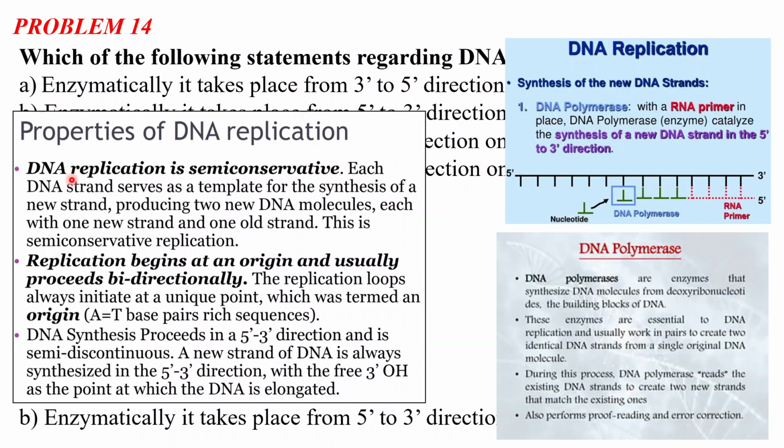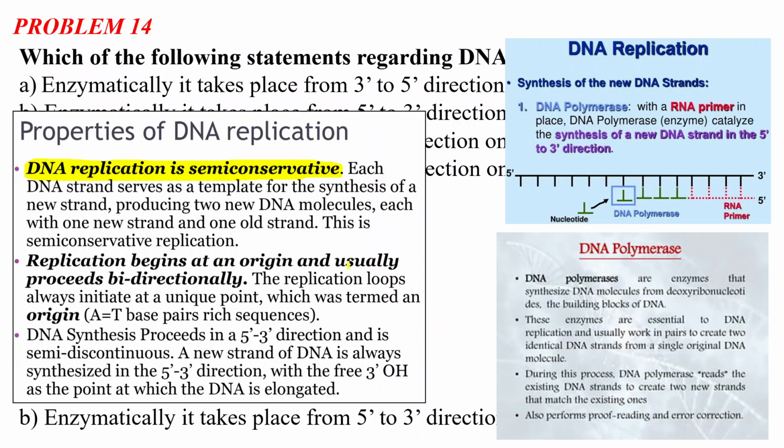Properties of DNA replication. DNA replication is semi-conservative. Each strand serves as a template for the synthesis of new strands. These are important, so I am going to highlight it. Each DNA strand serves as a template for the synthesis of the new strand, producing two new DNA molecules, each with one new strand and one old strand. This is known as semi-conservative replication.